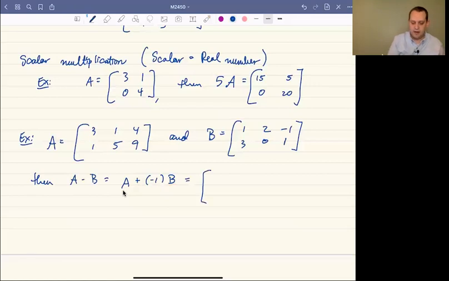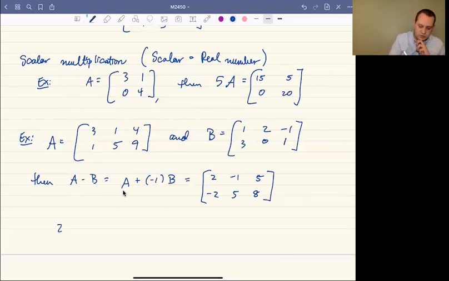You would get A minus B, so 3 minus 1 would be 2, 1 minus 2 would be negative 1, 4 minus negative 1 would be 5, 1 minus 3 is negative 2, 5 minus 0 is 5, 9 minus 1 is 8. Okay, so that's how we could do things like A minus B.